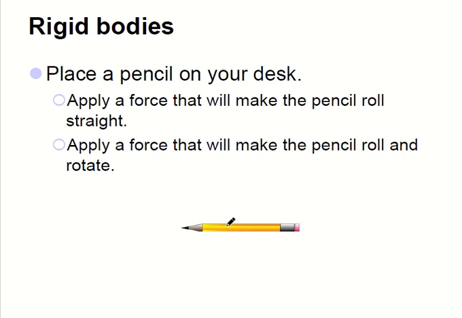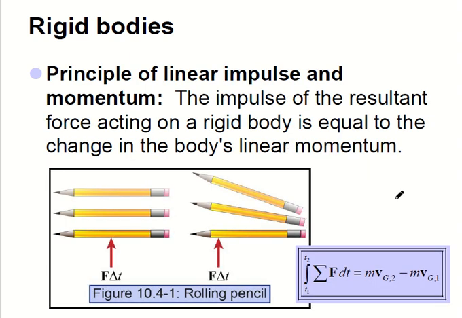So you have a pencil on a desk, and you're going to apply a force that will make the pencil roll straight. Or you're going to apply a force that will make the pencil roll and then rotate. Roll straight means just go like that, just roll. And roll and rotate is you roll and then you also rotate. So we have two different situations that can happen because of the effect of these forces. Here we will picture that.